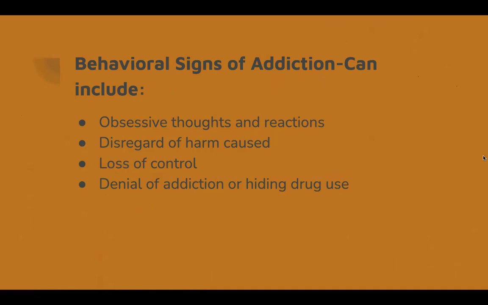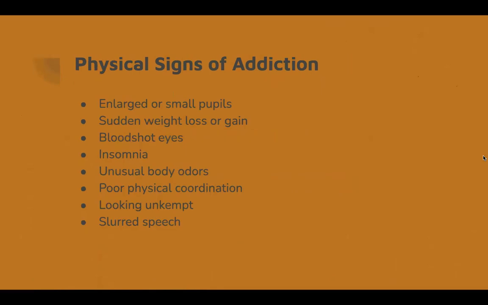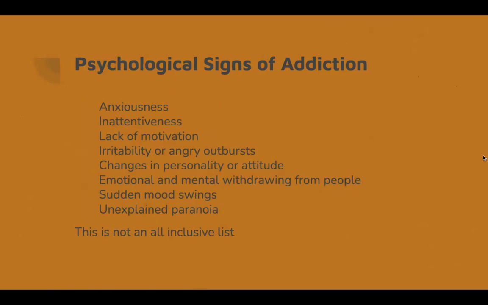Let's discuss signs of addiction and drug and alcohol abuse. Behavioral signs of addiction can include, and none of these lists are all-inclusive, obsessive thoughts and reactions, disregard of harm caused, loss of control, denial of addiction or hiding drug use. Physical signs of addiction can include enlarged or small pupils, sudden weight loss or gain, bloodshot eyes, insomnia, unusual body odors, poor physical coordination, looking unkempt, and potentially slurred speech.